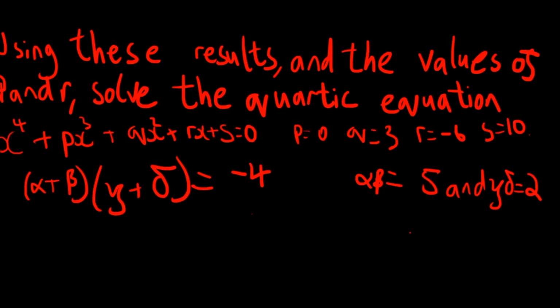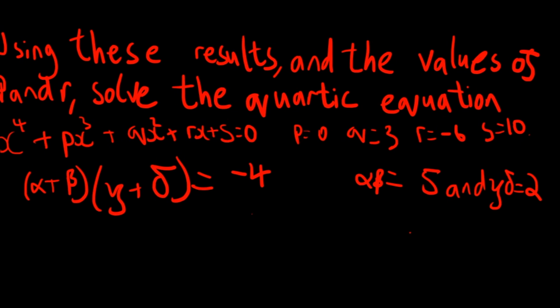The last part of the question reads, using these results and the values of p and r, solve the quartic equation x to the power of 4 plus px cubed plus qx squared plus rx plus s equals 0. And I've written the values of p, q, r and s, and I've also written down what we learned from the last part, so we know 3 pieces of information. So this question is essentially asking us to calculate the values of alpha, beta, gamma and delta, as these are the roots of the quartic equation.